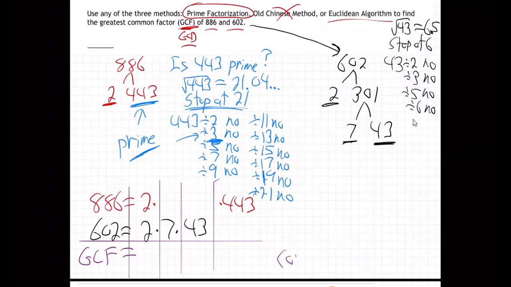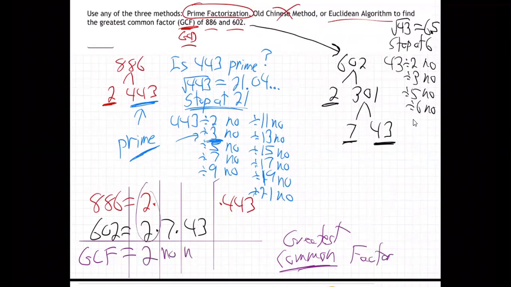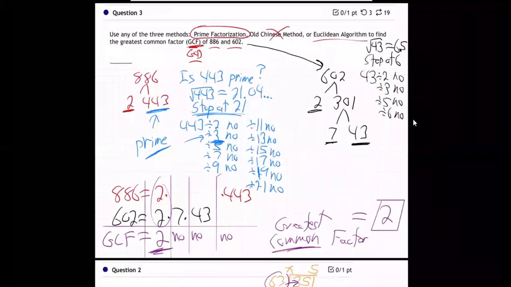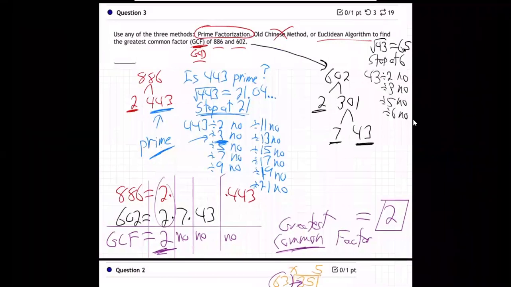So remember what you do, you take what they have in common. It's the greatest common factor. So how many 2's they have in common? 1, 2. No 7's in common, no 43's, no 443's. So the GCF is just 2. It's only 2. That's the answer. 2 is all they share in common. So that's the greatest number that'll divide into both of them. It's all they share in common as far as the building blocks go. So there we go. Any questions I can answer on that one?